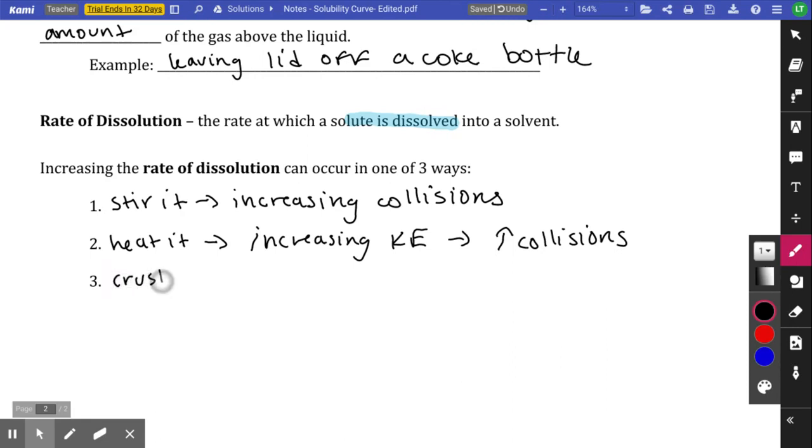And then the last thing I can do is I can crush it up. So when I crush it, I'm increasing the surface area. So this is like the difference between dissolving a sugar cube versus a sugar packet where the sugar is broken up. It's going to take longer to dissolve a sugar cube than it is to dissolve that individual sugar packet, just because it's got a greater surface area. More collisions can happen because we have that greater surface area. So increasing surface area is going to cause it to be able to dissolve more quickly.